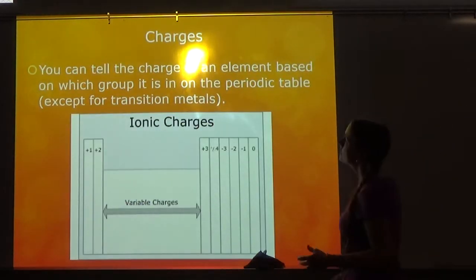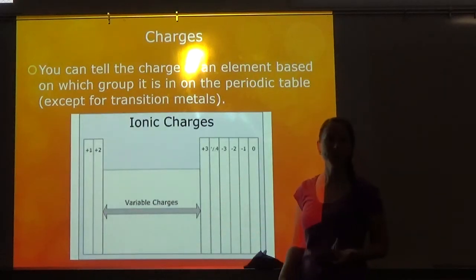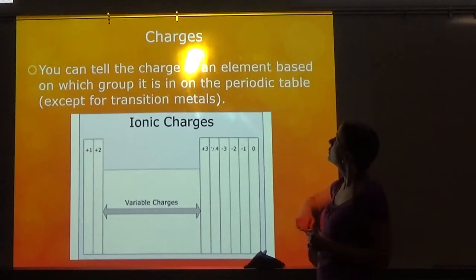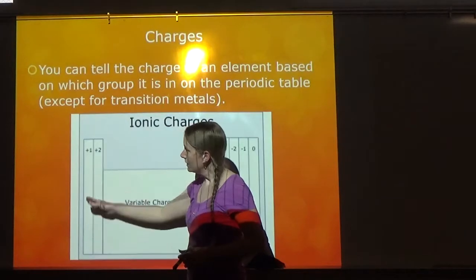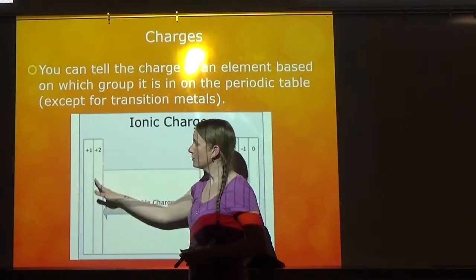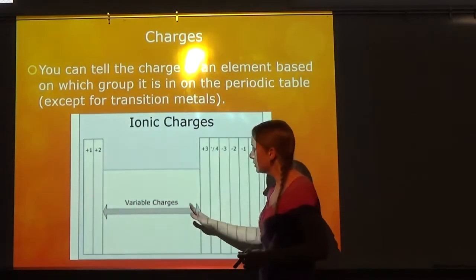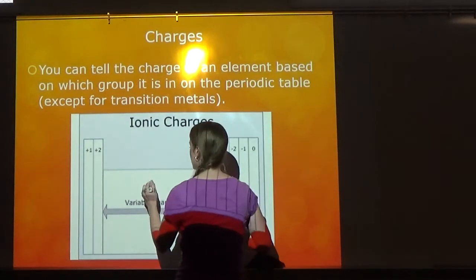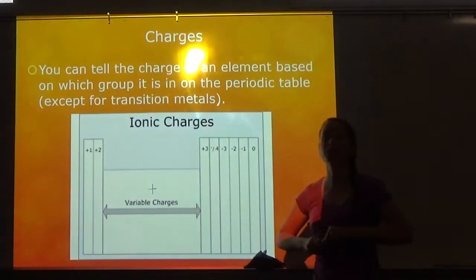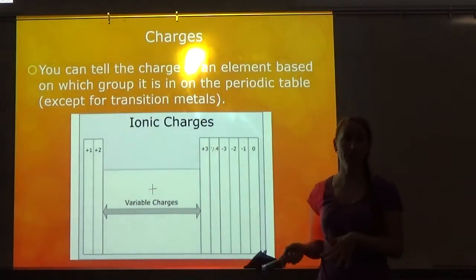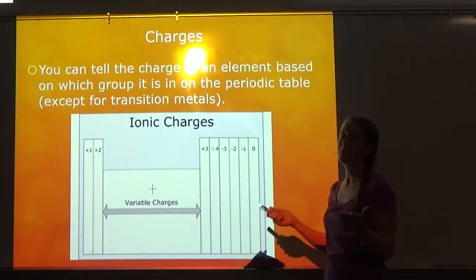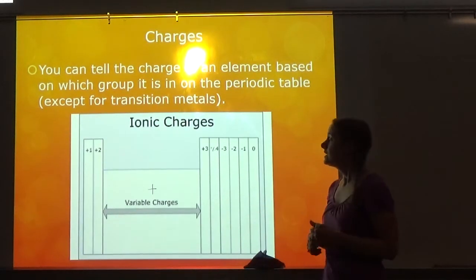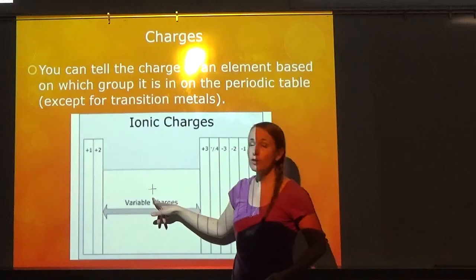So how do you know what charge something's going to have? Well, it's based on what group it's in on the periodic table. So you can tell the charge of an element based on which group it's in on the periodic table, except for transition metals. So every element in group 1 has a charge of positive 1. In group 2, positive 2. The transition metals, they all have positive charges, but it can be lots of different positives. Like iron can be positive 2 or positive 3. Copper can be positive 1 or positive 2. Vanadium can be positive 1, 2, 3, 4, or 5. So they have multiple charges, but they're all positive.